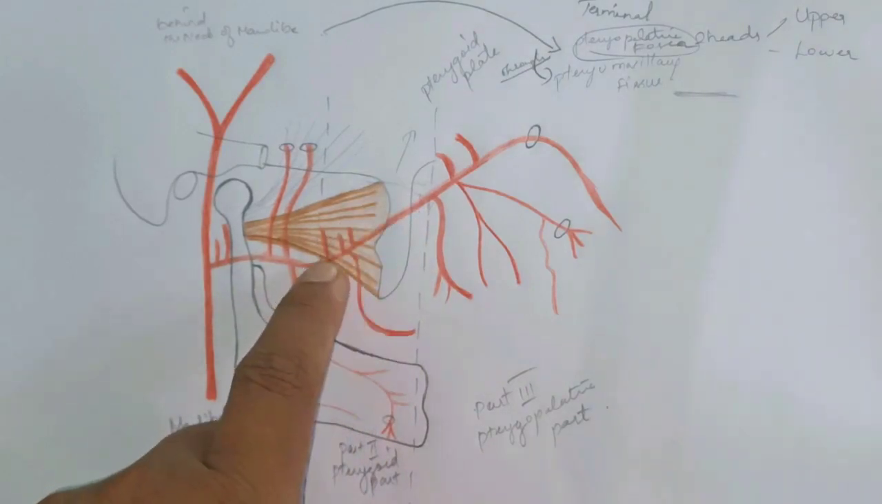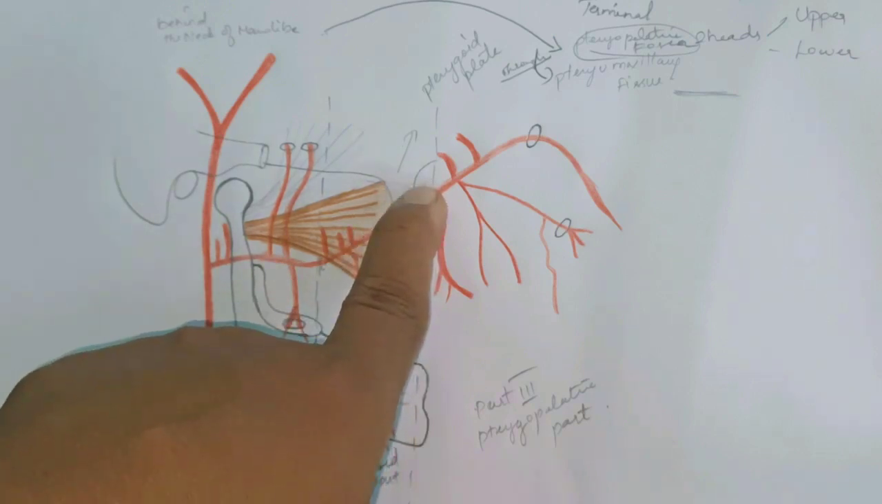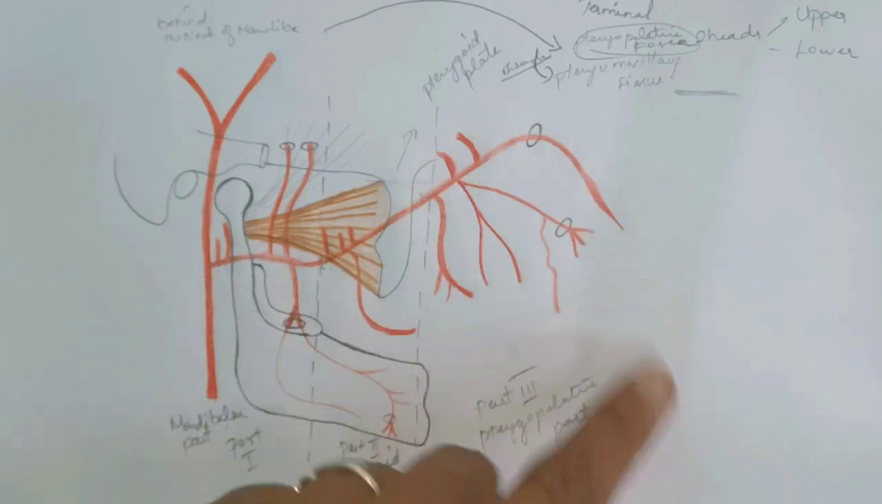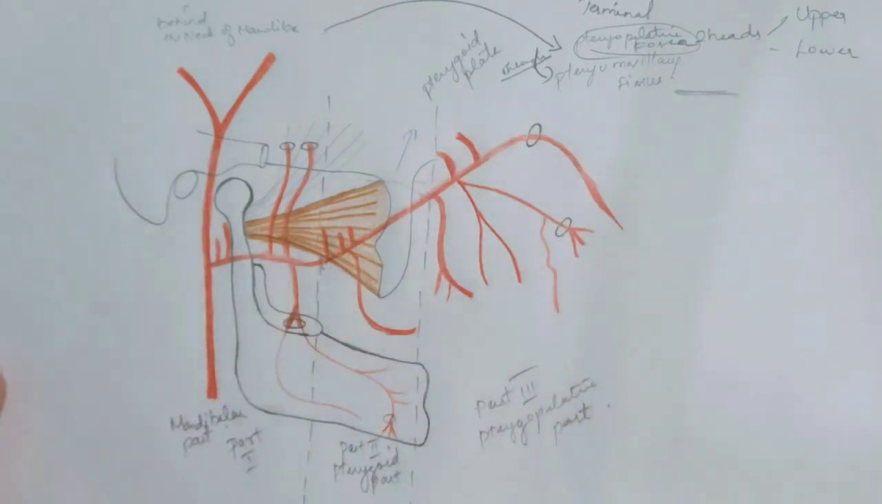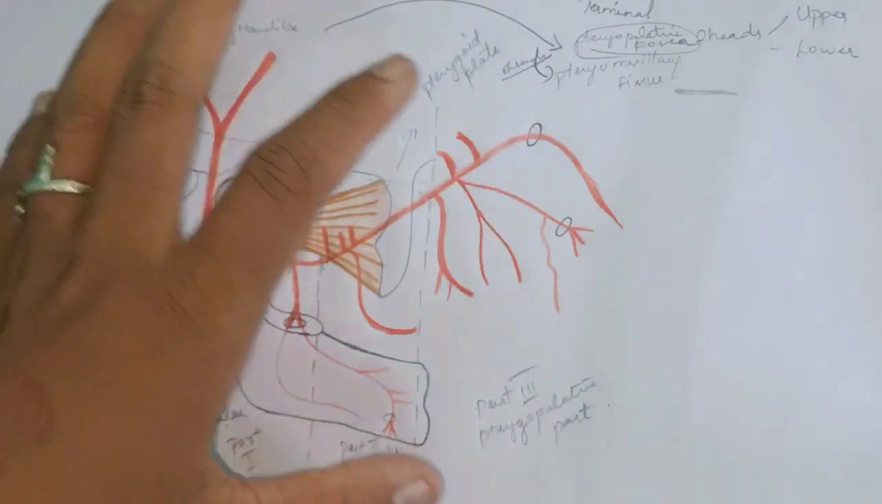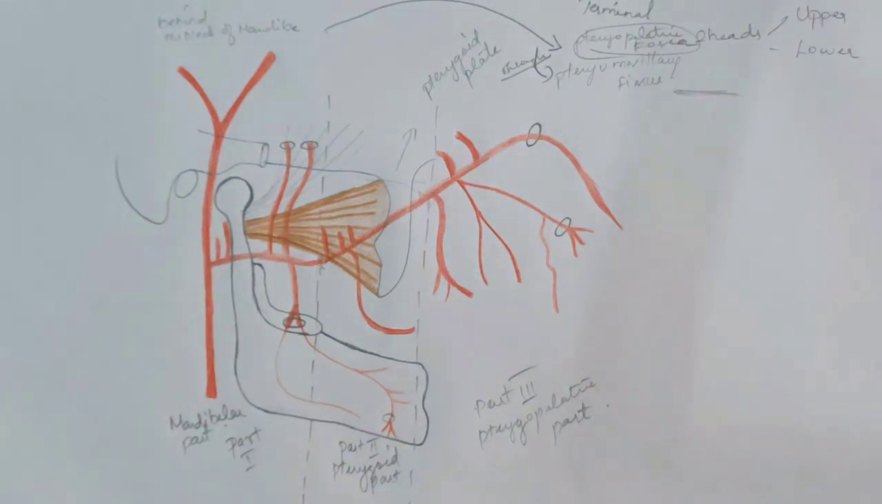Okay, I have drawn only the lower head. This is your lower border and this is your upper border. Till the upper border is your second part, that is your pterygoid part, and from there till the pterygopalatine fossa you have your third part, that is pterygopalatine part. I hope you have understood how it arises and how it gets divided. Let's see each part, how many branches it gives, how it goes, and how it supplies. We will see in detail starting from the first part.